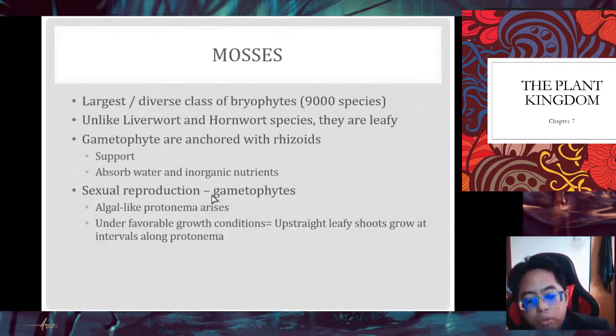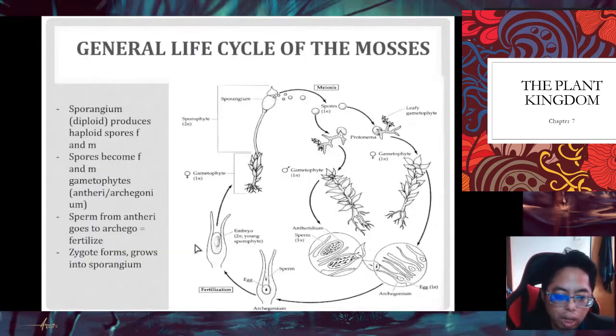For sexual reproduction, they will form gametophytes, in which an algal-like protonema arises. Then under favorable growth conditions, they will form substrate leafy roots along the protonema. So how do they look? They look like regular plants. It's long, and then you have leaves on the sides. It all starts from here.